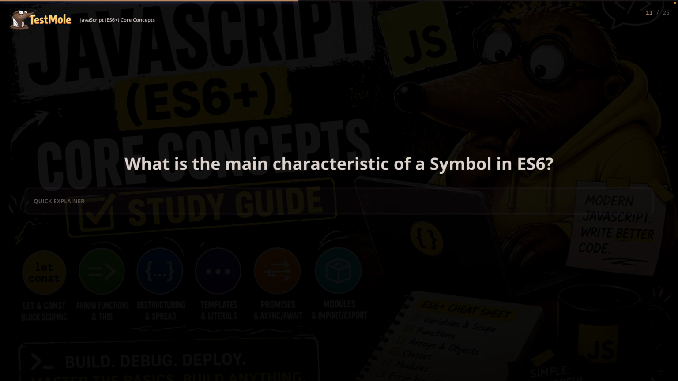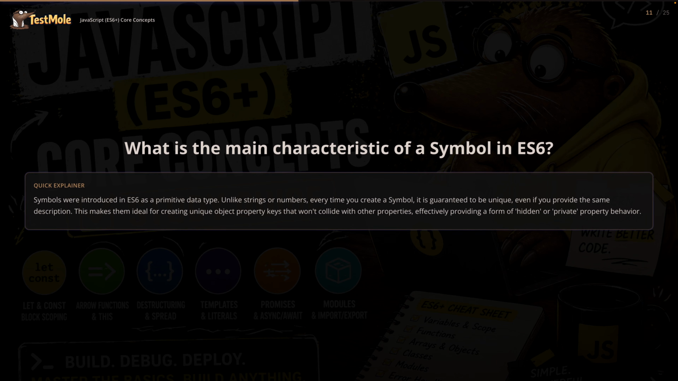What is the main characteristic of a symbol in ES6? Symbols were introduced in ES6 as a primitive data type. Unlike strings or numbers, every time you create a symbol, it is guaranteed to be unique, even if you provide the same description. This makes them ideal for creating unique object property keys that won't collide with other properties, effectively providing a form of hidden or private property behavior.